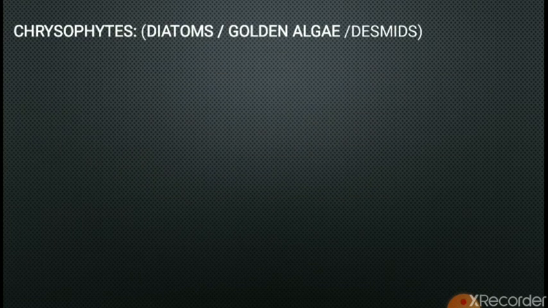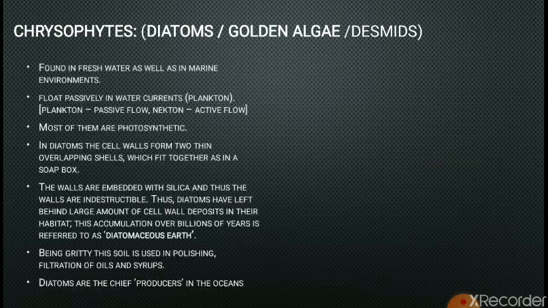The first category of protistans is chrysophytes. They are also called diatoms or golden algae or desmids. They are mainly found in fresh water as well as in marine environments. They can float passively in water currents, hence they are also called planktons. Most of them are photosynthetic in nature. It means they can synthesize their own food.